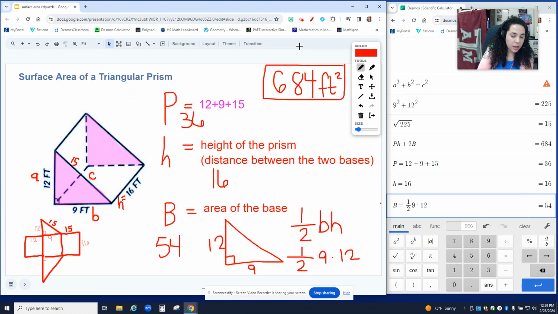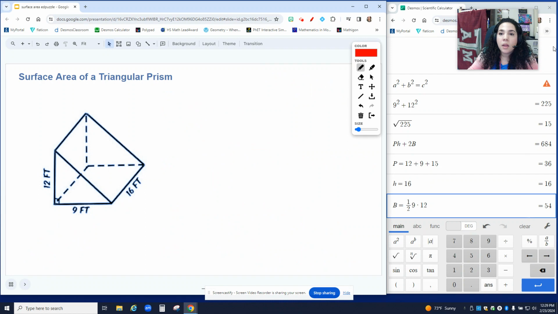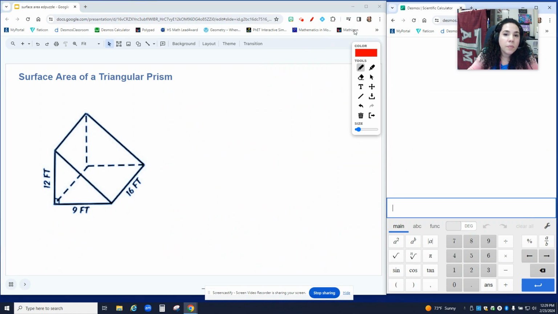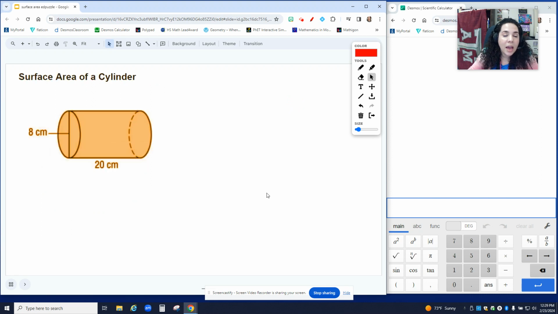Let's look at another example. So I'm going to clear this slide, and let's clear this one as well. Okay, so on this next example, we are now looking at a cylinder. So for a cylinder, on the last example, we kind of flattened it out to look at the net. You can also look at the net on a cylinder.